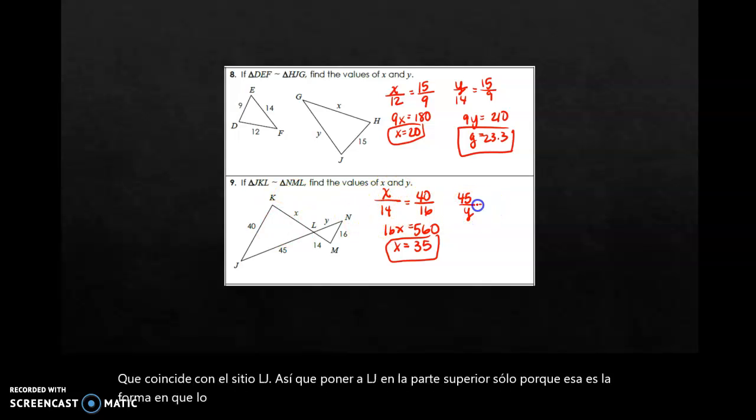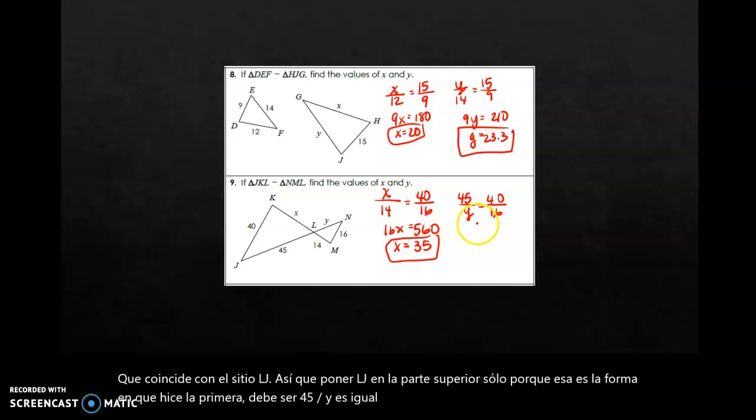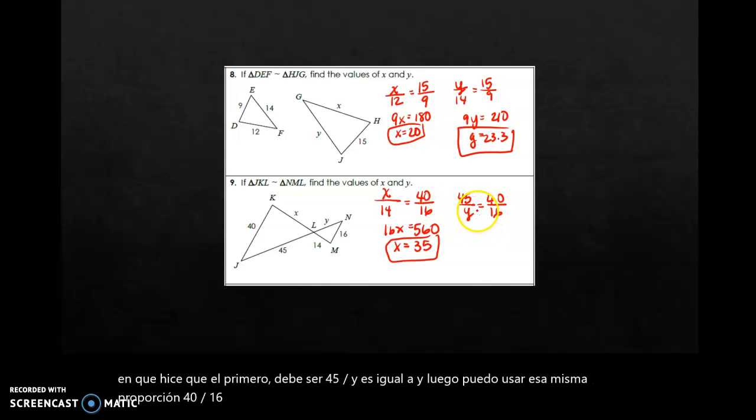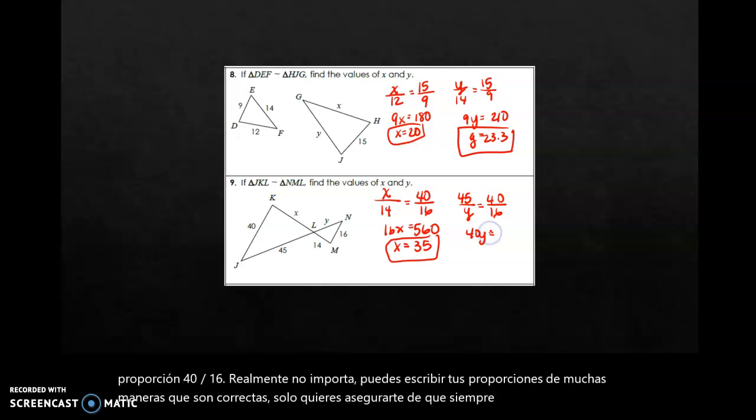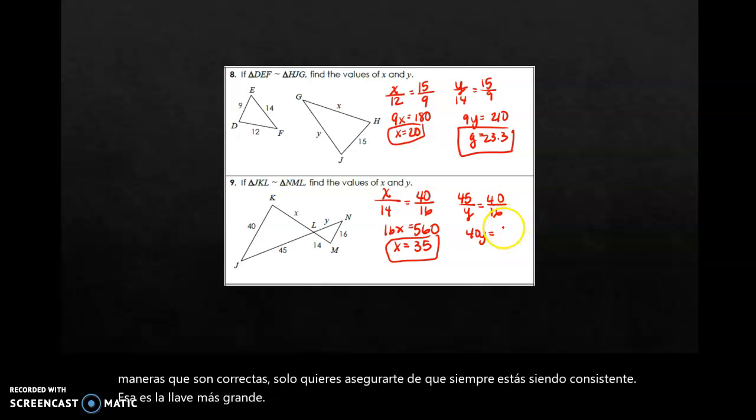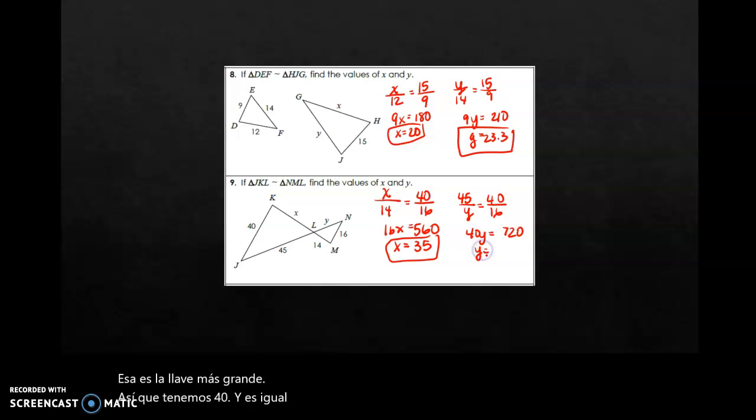So it should be 45 over y is equal to, and then I can use that same 40 over 16 proportion. It doesn't really matter. You can write your proportions in a lot of ways that are correct. You just want to make sure you're always being consistent. That's the biggest key. So we get 40y is equal to 720. That's where the 720 came from that I was thinking before. And y is equal to 18.